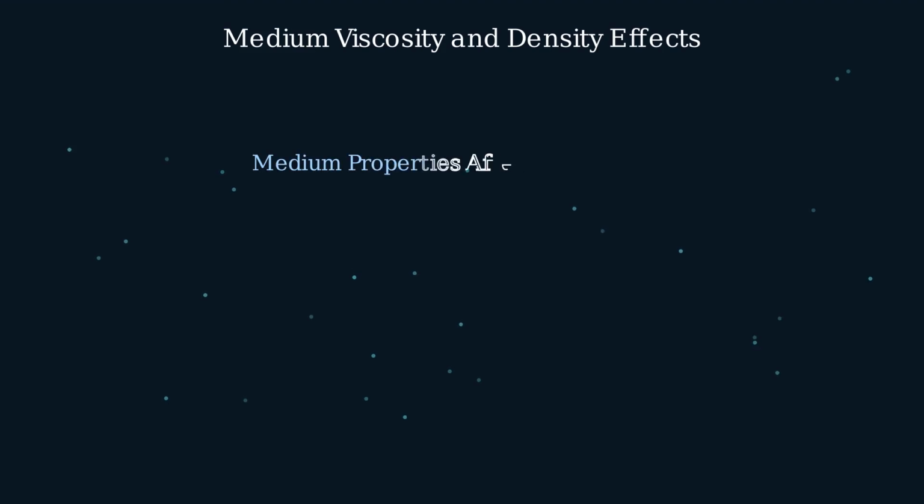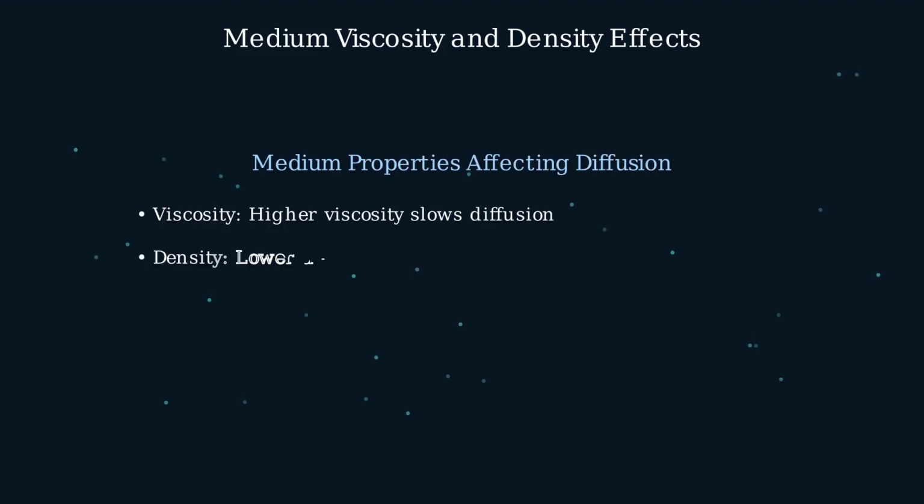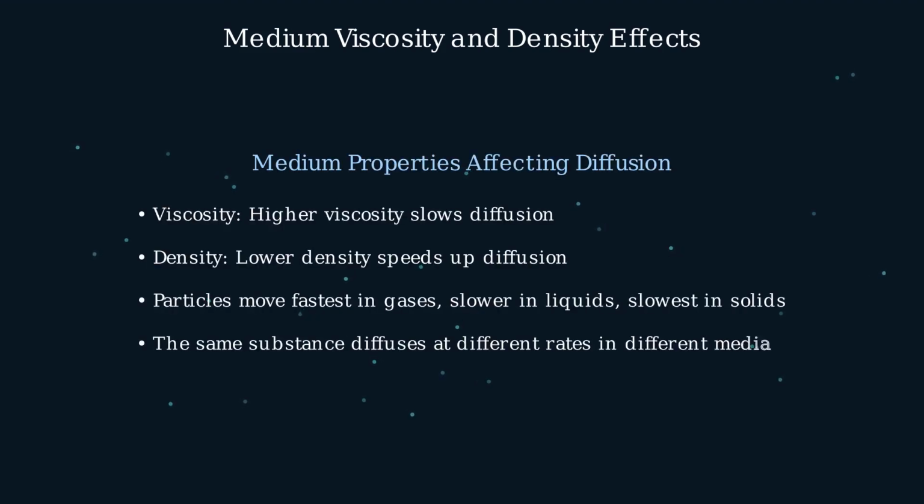To summarize what we've learned, the properties of the medium have a significant impact on diffusion rates. Higher viscosity slows diffusion by increasing resistance to movement. Lower density speeds up diffusion by allowing for greater molecular movement. The same substance will diffuse at different rates depending on the medium it's traveling through.